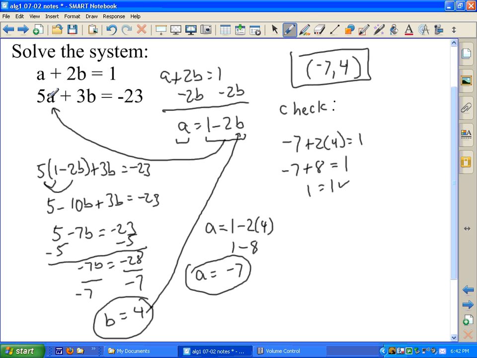Then plugging into the second equation, the negative 7 in for a, the 4 in for b again, you should show 5 times negative 7 plus 3 times 4 should equal negative 23. That's negative 35 plus 12. Remember, when the signs are different, you're going to subtract them. 35 minus 12 is 23. Take the sign of the larger, negative 23 equals negative 23. So that checks. So we're done.